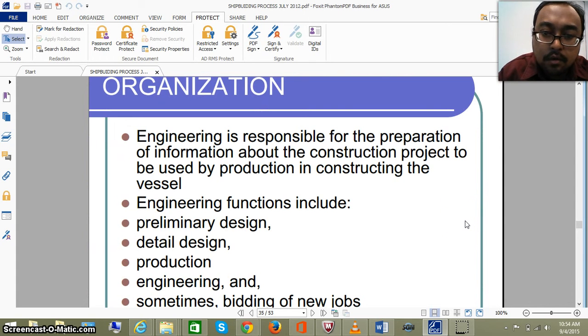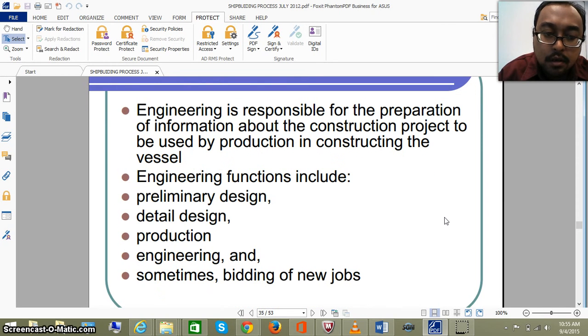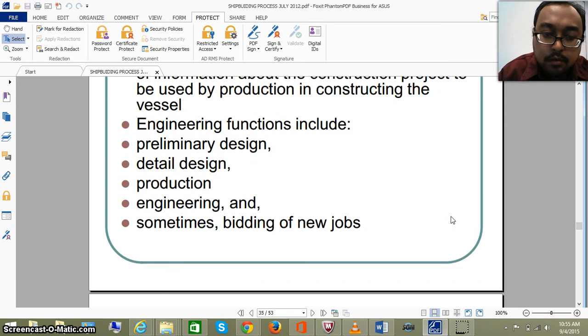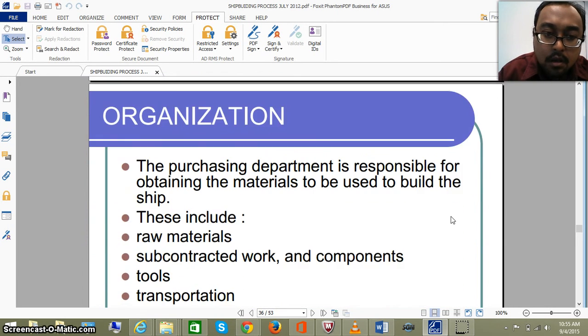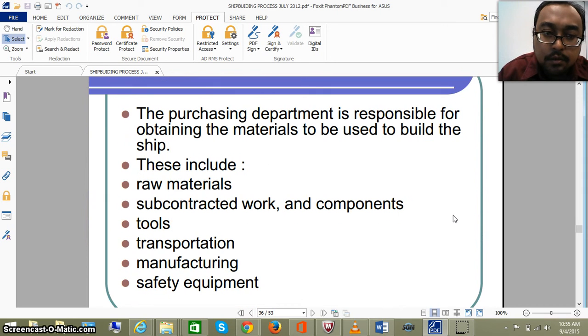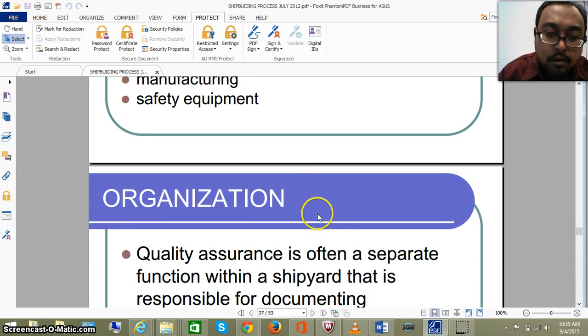Engineering is responsible for the preparation of information about the construction project to be used by production in constructing the vessel. Engineering functions include preliminary design, detailed design, production engineering, and sometimes bidding of new jobs. The purchasing department is responsible for obtaining the materials to be used to build the ship. These include raw materials, subcontracted works, tools, transportation, manufacturing, and safety equipment.